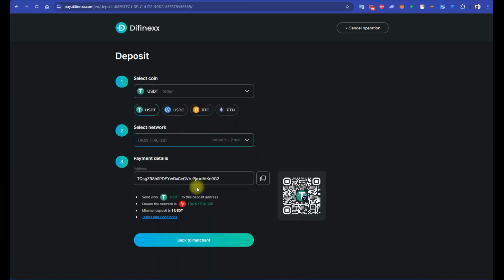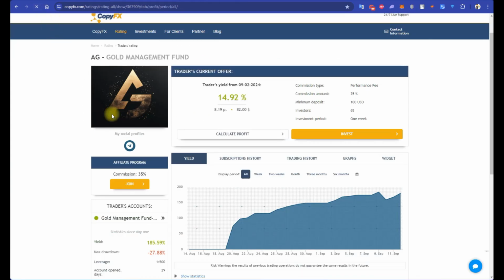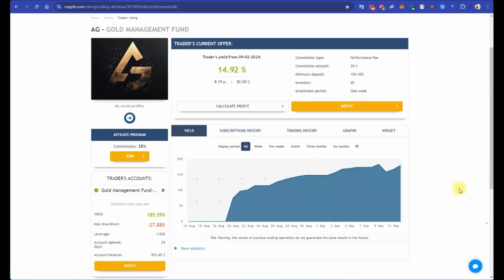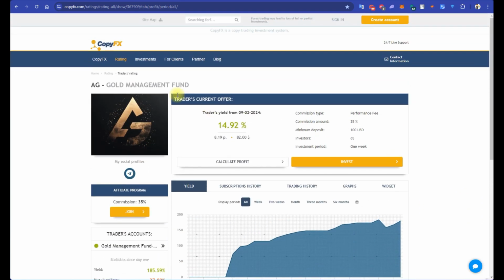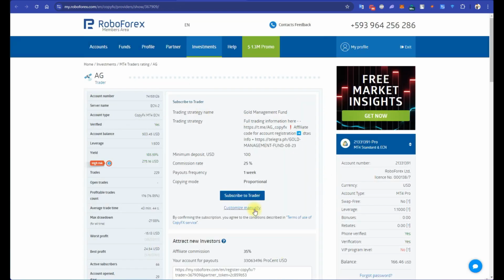Now, let's talk about the AG Investment Fund. It offers investors a unique opportunity to trade gold, one of the most stable financial assets. Our strategy combines technical and fundamental analysis, focusing on market trends, economic indicators, and global events impacting gold prices.